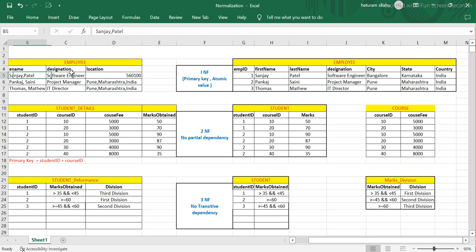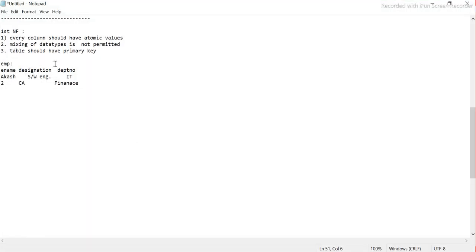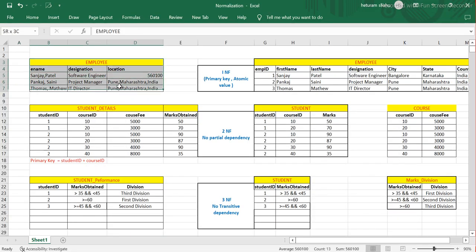Also, the third rule for 1NF says the table should have a primary key. In this table, if you look carefully, do you see any primary key here which can uniquely identify each and every record? I think there is nothing, right? We don't have any primary key here. We have name. Name is not unique because two people can have the same name, and that's quite possible in an organization, right? So there is no unique key here, or what I would say the primary key here, right?